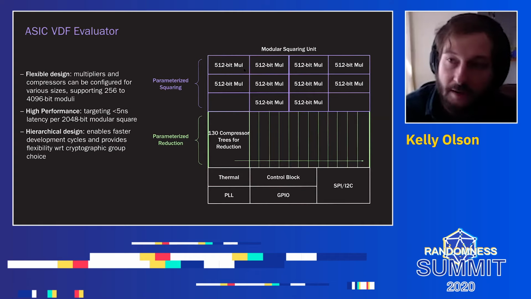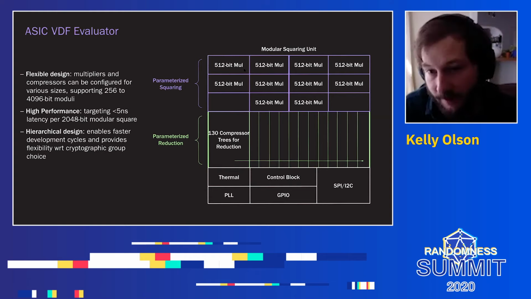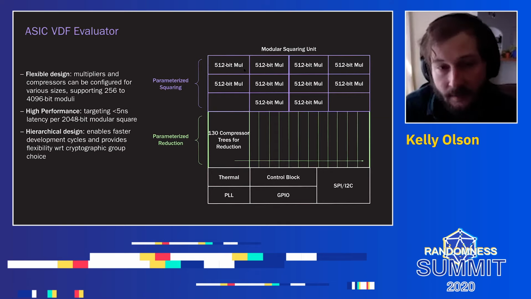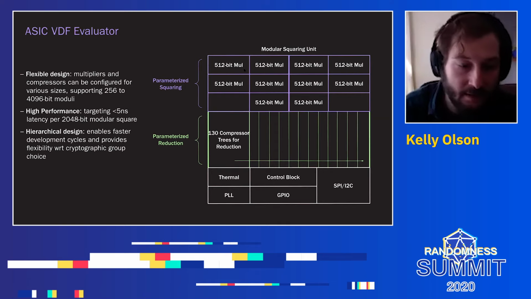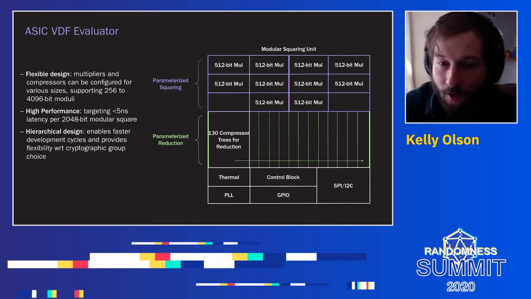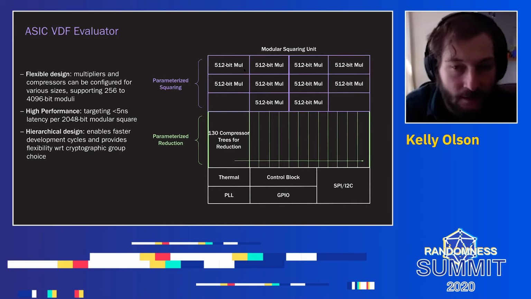It's a fully parameterized design, so this design can be used to support other cryptographic curves and curves of different sizes. Today, the way that the implementation is done is that it uses a collection of 512-bit multipliers that all operate in parallel, and then we have a large reduction tree that gets you to your final modular reduction.